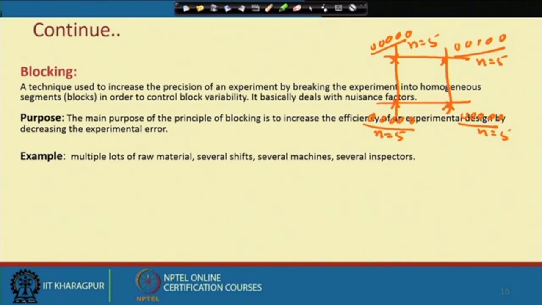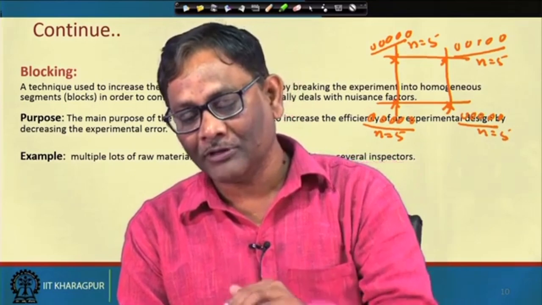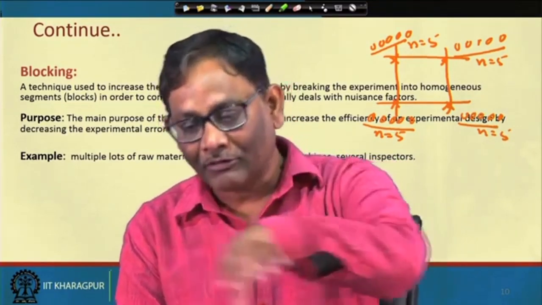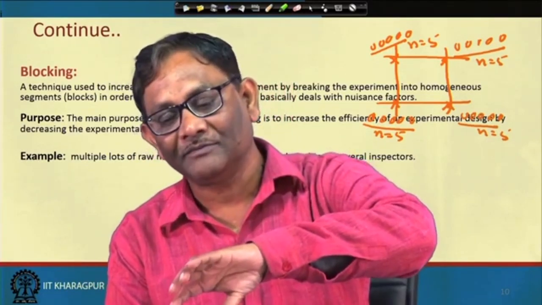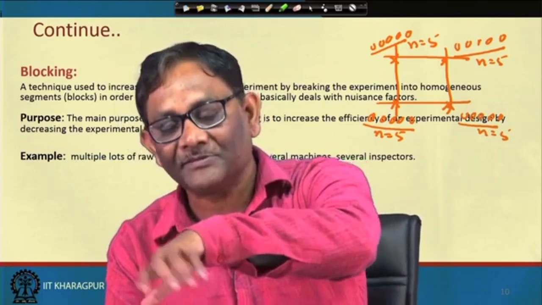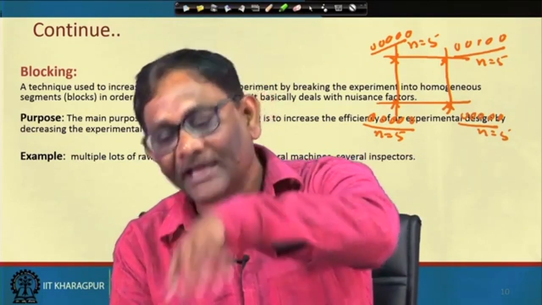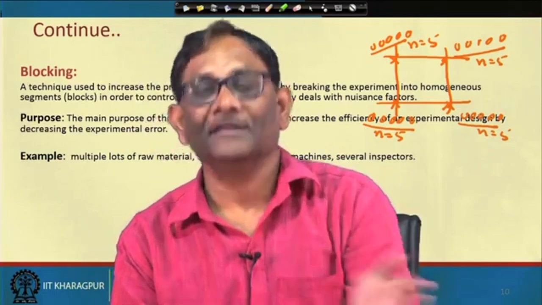What it does is basically help in conducting the experiment for the homogeneous set together, in the sense that by breaking the experiment into homogeneous segments. Suppose a particular set of raw material will be used for all treatment settings. Then another raw material will come, then again all the experimental settings with that raw material, the experimental runs will be conducted in that manner.